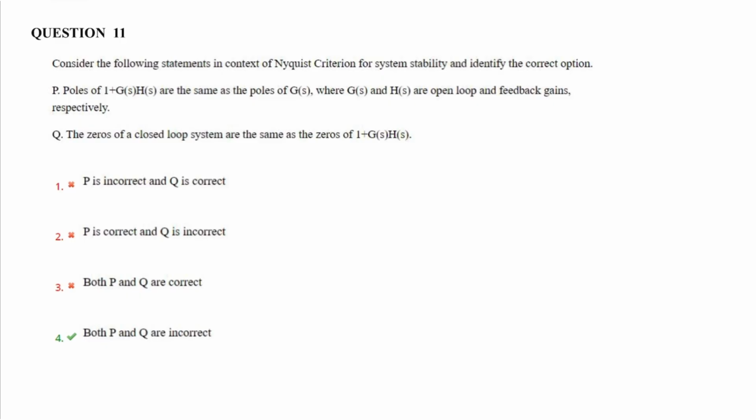So this statement is wrong, because the poles of 1 plus G(s)H(s) are the same as the poles of G(s) as well as H(s). It depends on both the forward transfer function as well as the loop transfer function. Next statement. The zeros of the closed loop transfer function are the same as the zeros of 1 plus G(s)H(s).